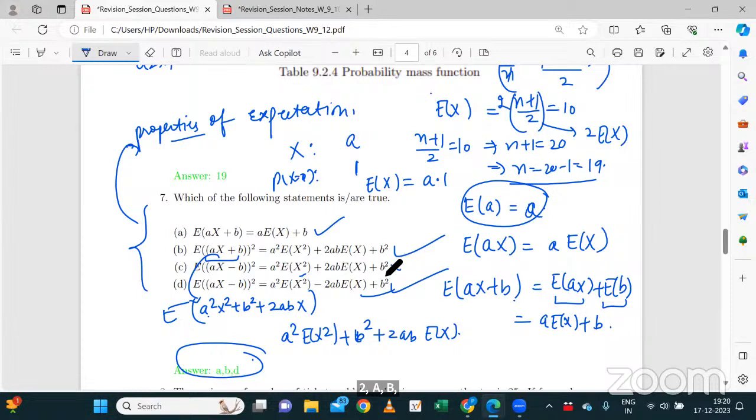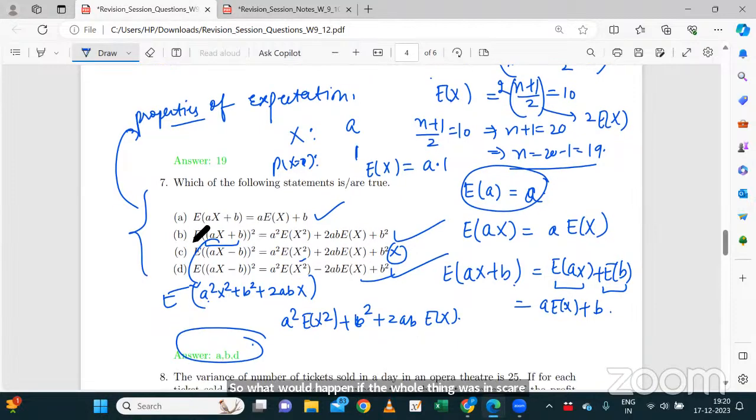What would happen if the whole thing was in square? What do you mean by this case? Okay, I mean, you are talking about this thing basically. So it will be this case. That's all. Got it? Sir, is it given that for all the options, those are PMF?